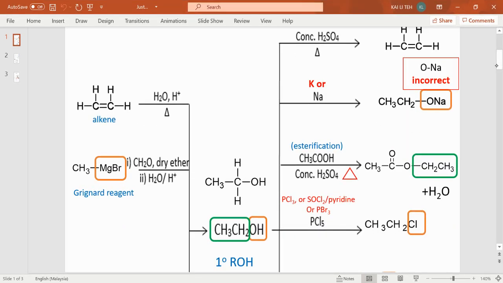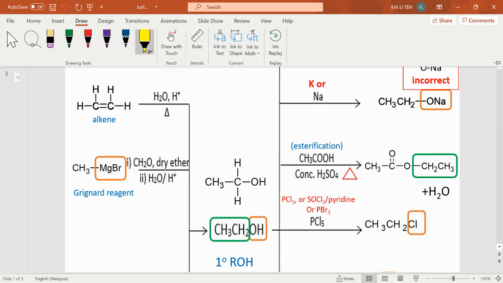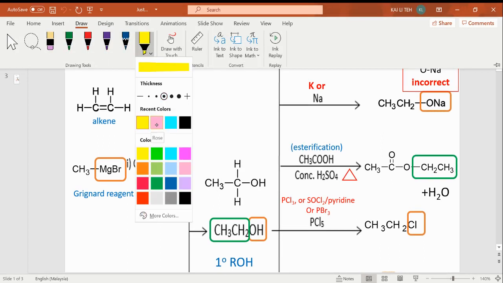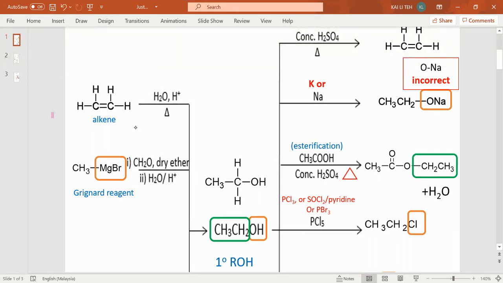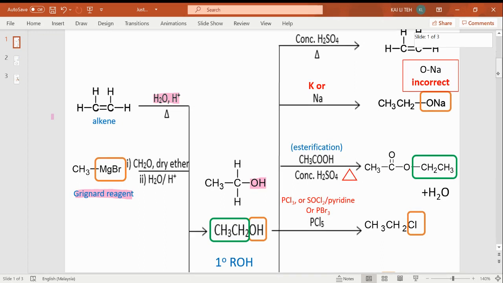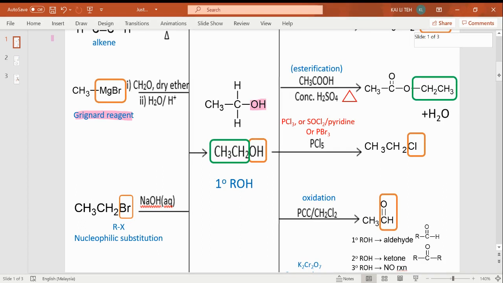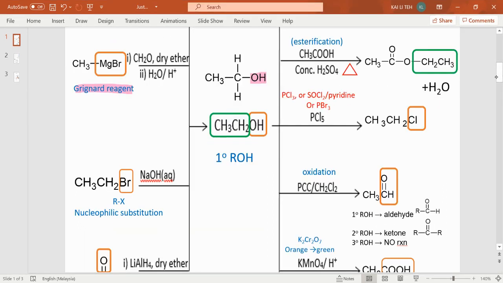Okay, so as we know, previously we have learned in our other chapters that alkene undergoes hydrolysis, then we will get alcohol. And then another one is we can use Grignard reagent to prepare alcohol. Then next one, we also can use nucleophilic substitution, haloalkane, to prepare alcohol as well.